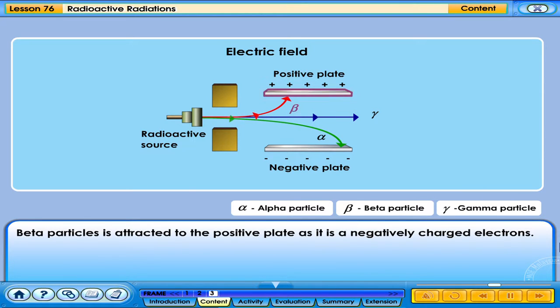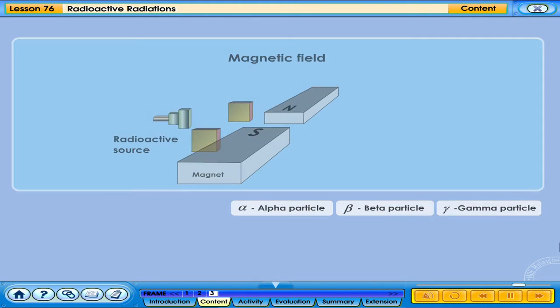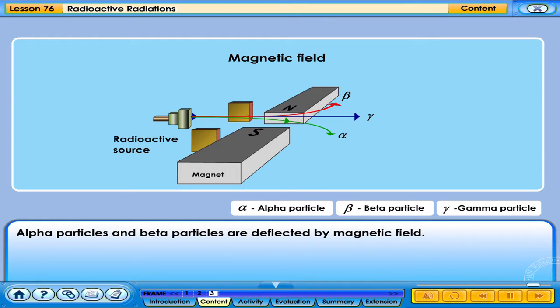Beta particles are attracted to the positive plate as they are negatively charged electrons. Gamma rays are not affected by the electric field. Alpha particles and beta particles are deflected by the magnetic field. Gamma rays are not deflected by the magnetic field.